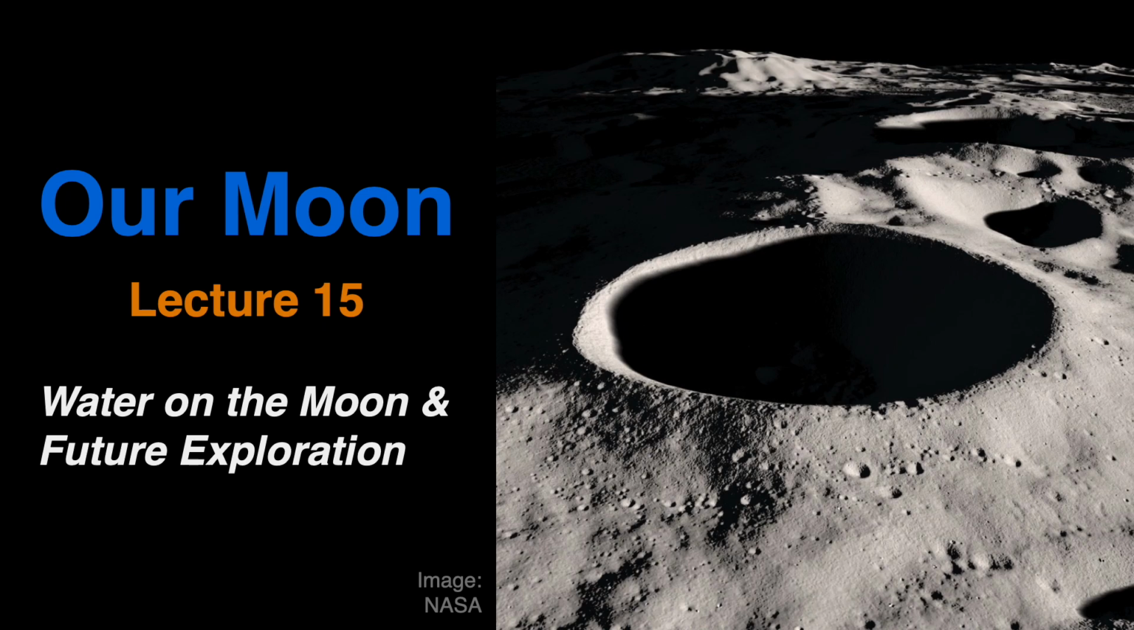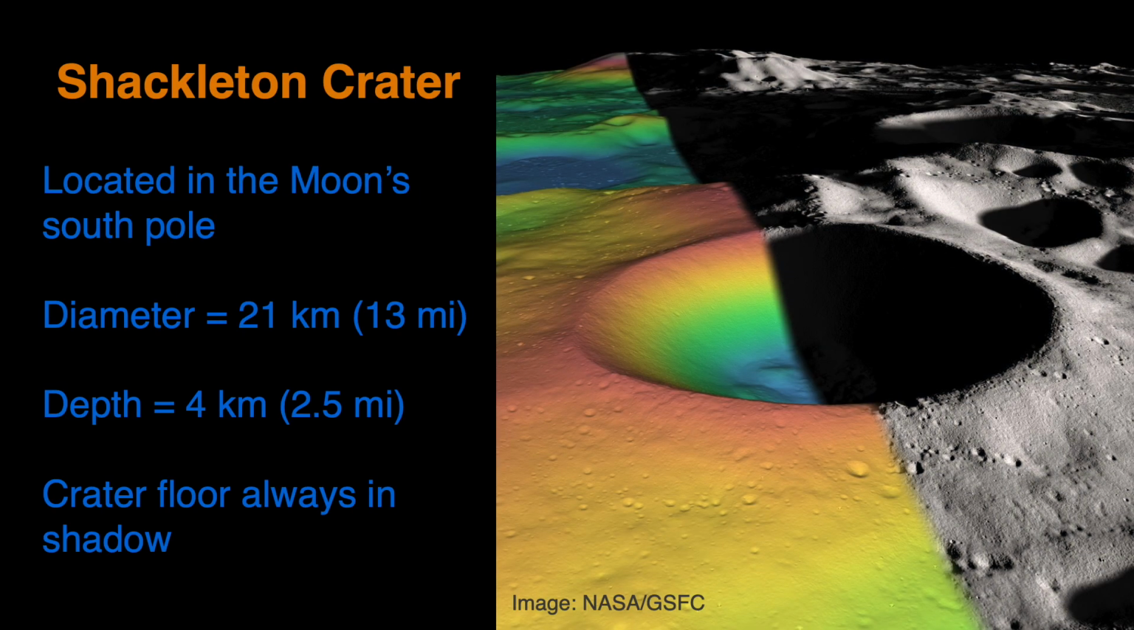Today I would like to discuss the topic of water on the moon and then go on to discuss some of the planned human missions to the moon. This is a nice picture of Shackleton Crater. Shackleton Crater is in the moon's south pole. It's 21 kilometers or 13 miles in diameter and has a depth of 4 kilometers or 2.5 miles.